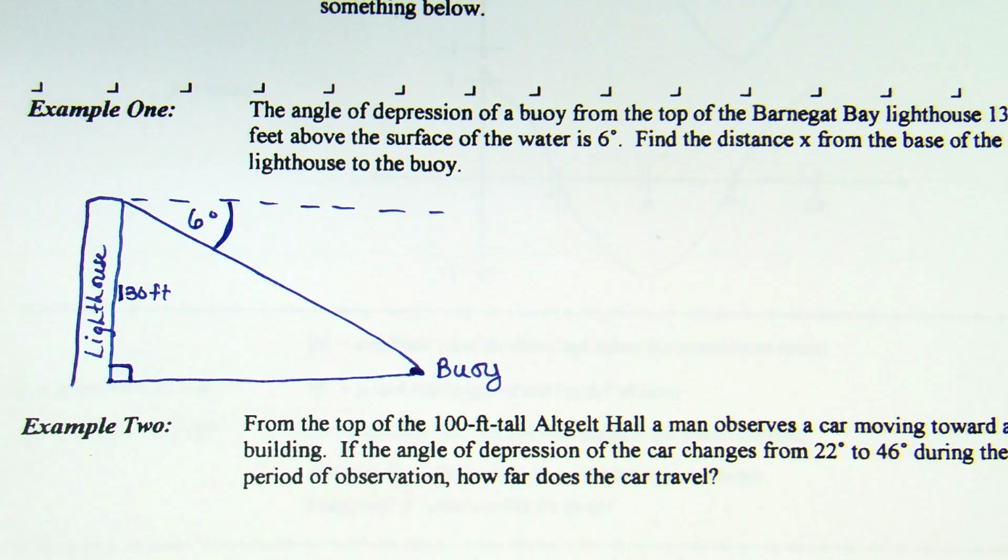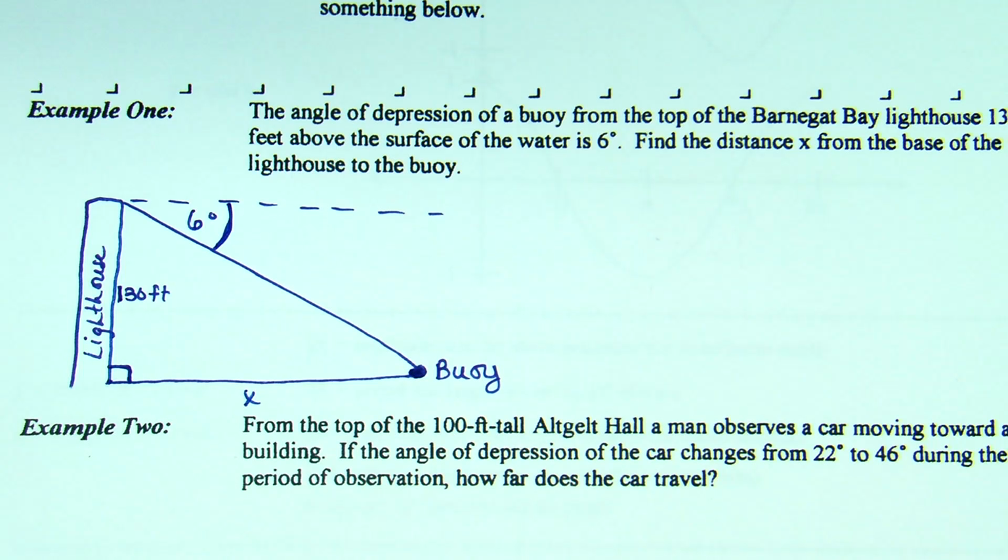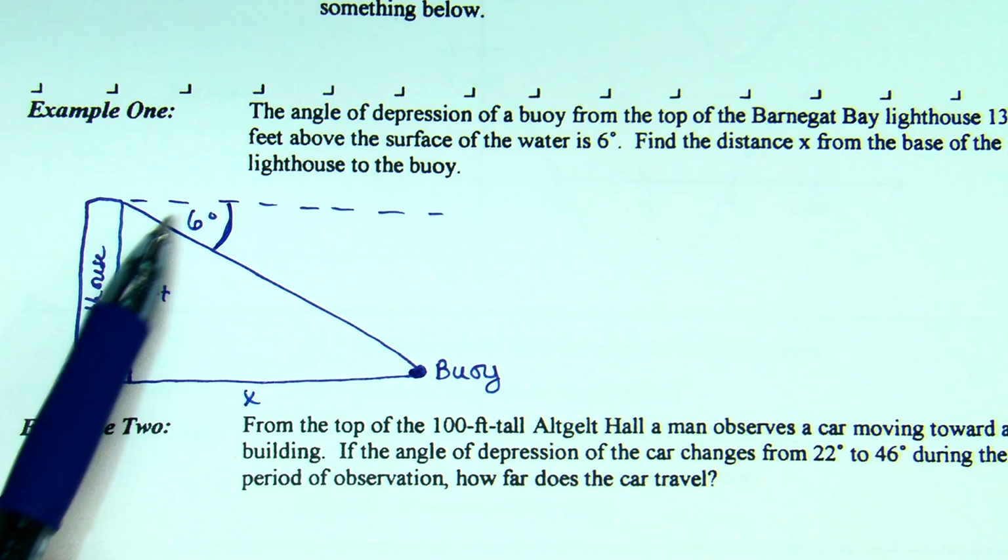And what are they asking me to find? Okay, distance from the base of the lighthouse to the buoy, so the bottom side of the triangle. Okay, so what do we have to know here? What has to make 90 degrees? Okay, they are complementary. These two angles form a right.